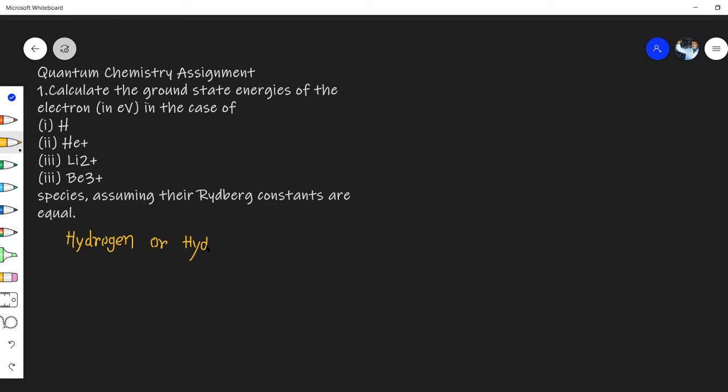Now what do you mean by hydrogen-like? Hydrogen-like means the outermost orbital must contain one electron, okay? Let's suppose hydrogen has one electron in 1s. At the same time, for helium positive it will also be 1s1 only, right? Lithium 2 positive also will have one electron. Beryllium 3 positive also will be a one electron species. So these are all hydrogen-like, meaning one electron species.